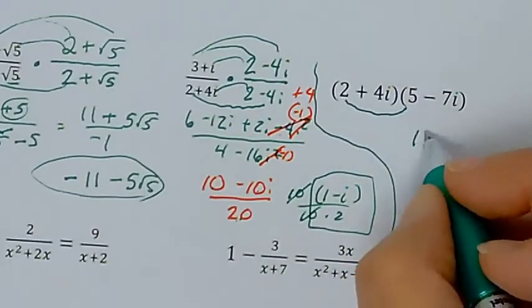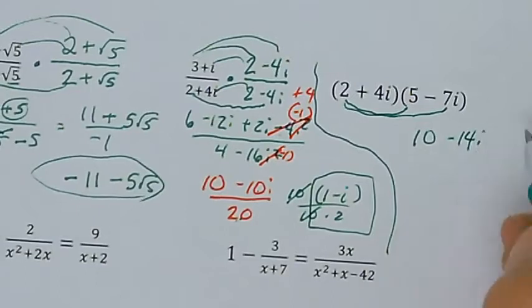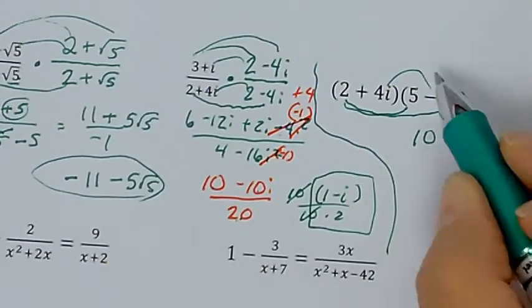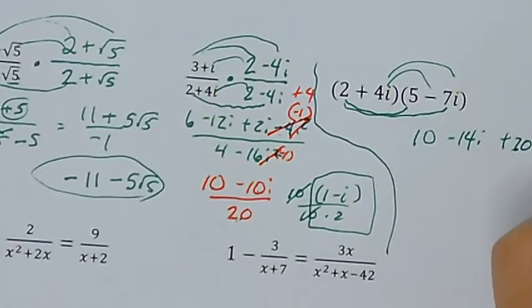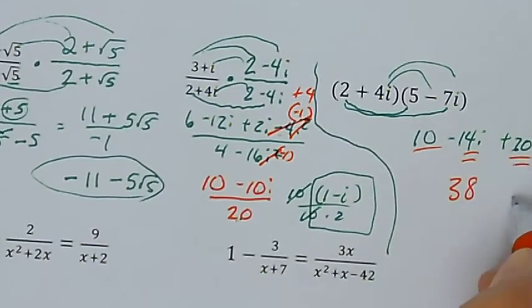2 times 5 is 10 minus 14i plus 20i minus 28i squared. And a reminder, i squared is negative 1. So that makes this thing a plus 28. So 10 plus 28 is 38. Negative 14i and positive 20i is plus 6i.